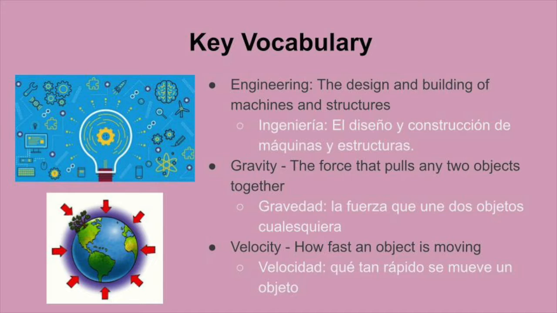The next word we're looking at is gravity. And gravity is important for our roller coasters because it's the force that pulls any two objects together. It's why when you're at the top of the roller coaster and you start falling down, you start gaining a lot of speed. Which leads me to my last vocabulary term. Velocity is how fast an object is moving, and it's the rate at which we use to measure these things when we're designing things like roller coasters.